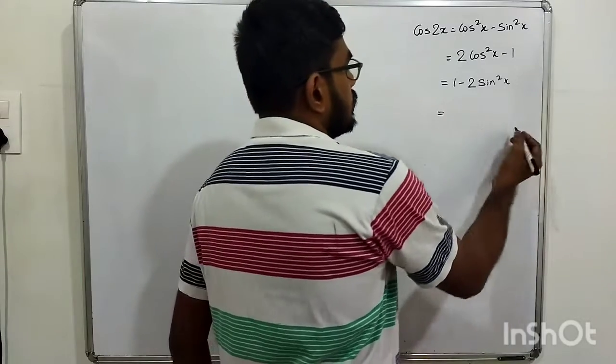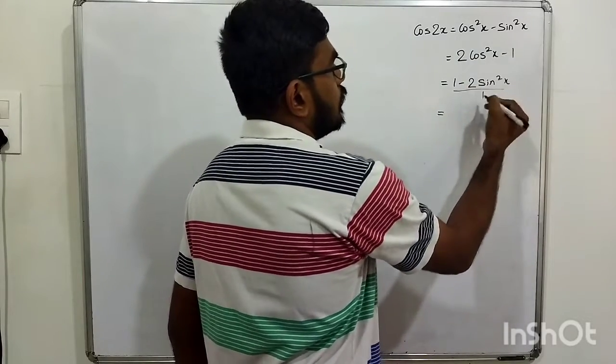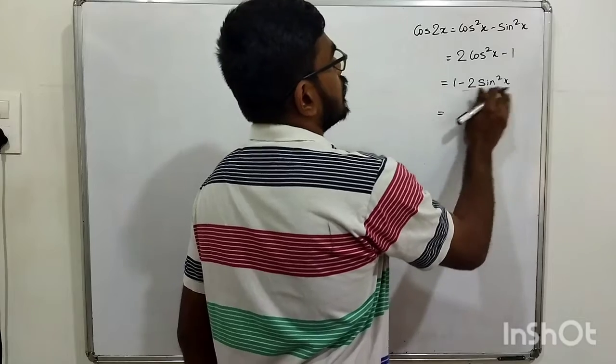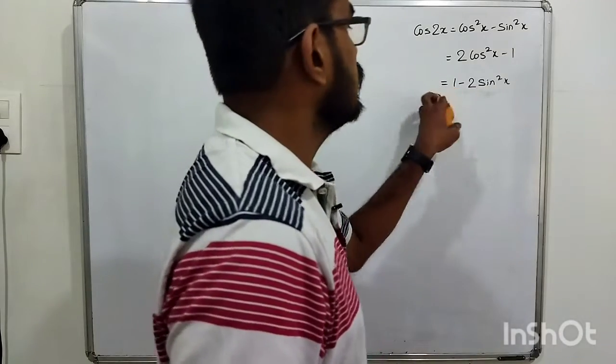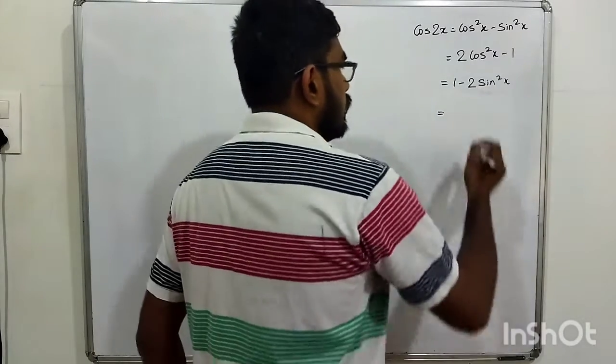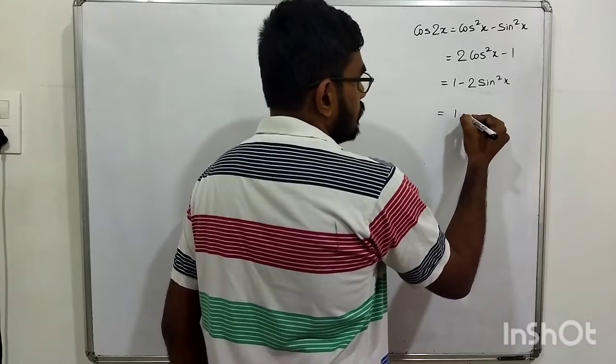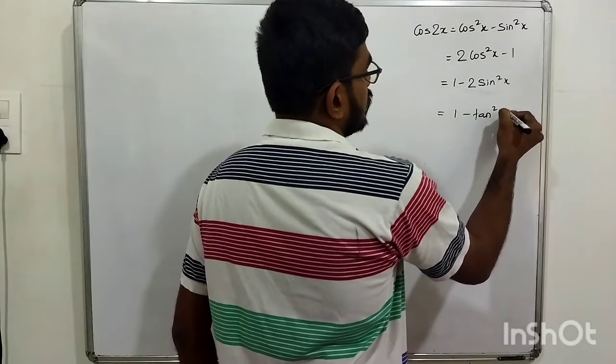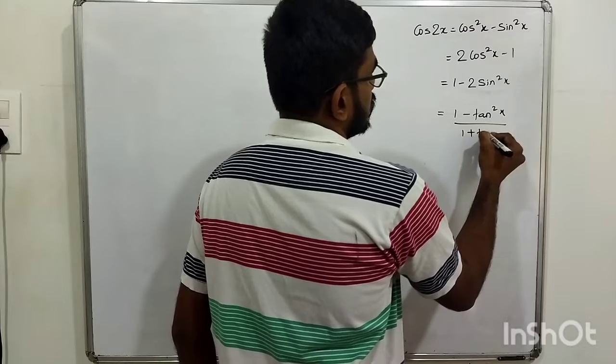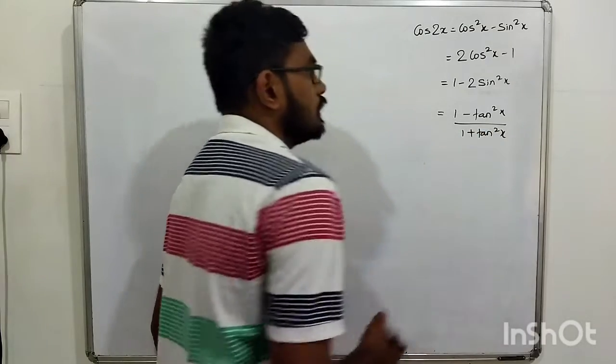And if we write sin square x plus cos square x in the denominator in place of 1 and then divide by cos square x, we can see in the previous video how we derived that. So we get 1 minus tan square x upon 1 plus tan square x. These are the formulas for cos 2x.